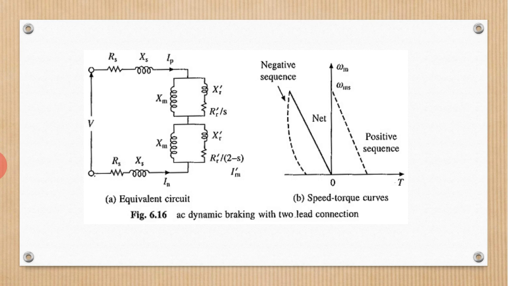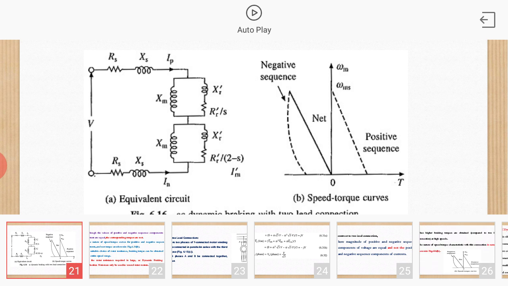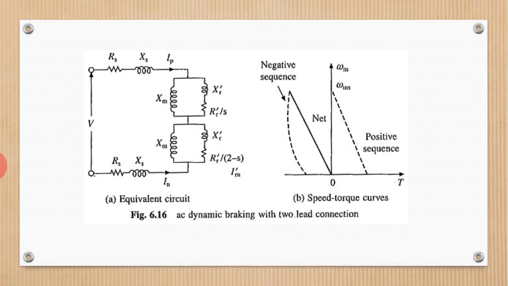Although the values of positive and negative sequence components of current are equal, the corresponding torques are not equal. Hence the net torque is the combination of the positive sequence and the negative sequence. We can see the nature of the speed torque curves for the positive and negative sequence curves, and the net torque is shown here.